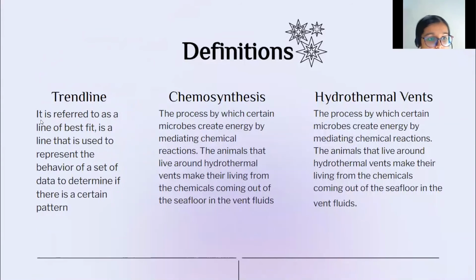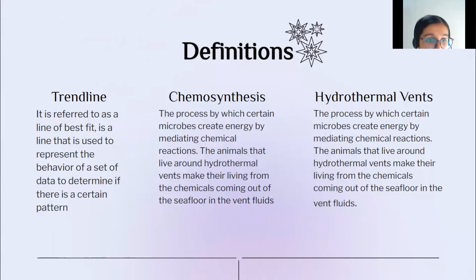The trend line, the orange line you saw in the figure, is referred to as the line of best fit. It is a line used to represent the behavior of a set of data to determine if there is a certain pattern. You can see that the temperature varied between 2.2 and 2.9 degrees Celsius throughout the data, and that was shown by the trend line.